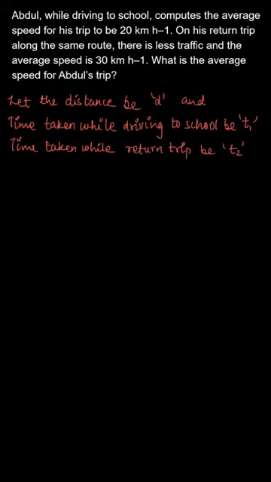Now you must understand over here that the average of 20 and 30, which is 25, will be an incorrect answer, because in both cases the time taken during the journey will be different, so we cannot directly take the average of 20 and 30.